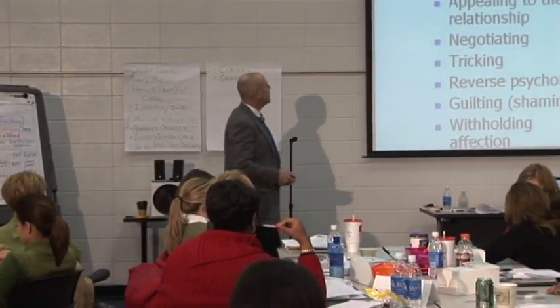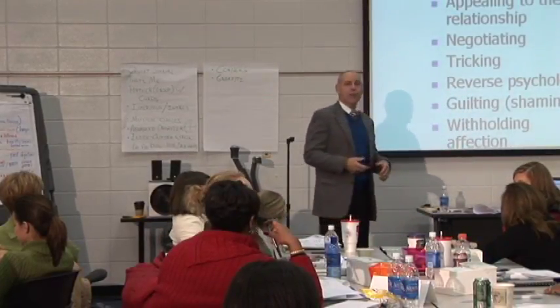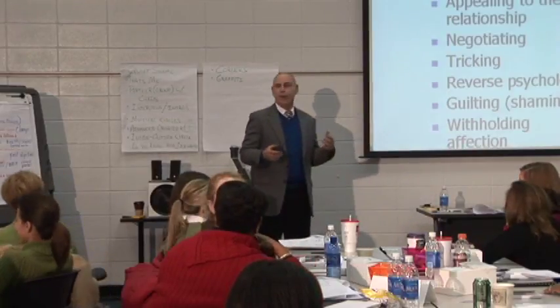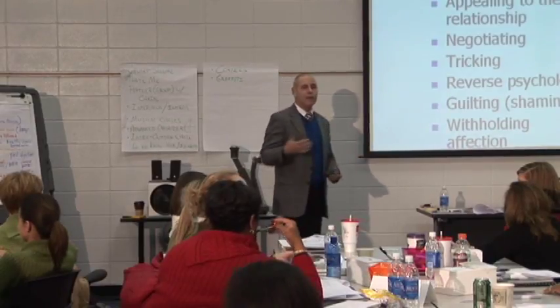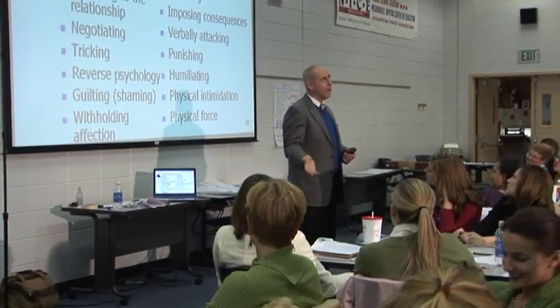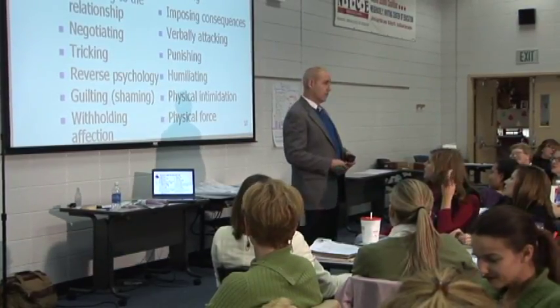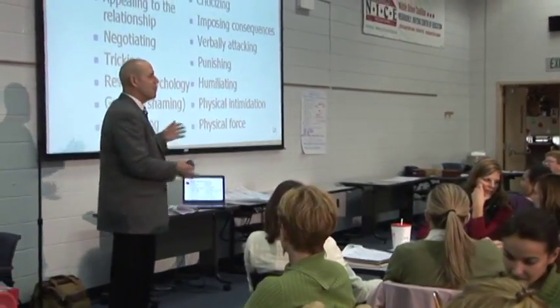We might negotiate. You show me your palm, I'll show you mine. We might trick. Here, catch. We might use reverse psychology. Whatever you do, don't open your hand. We might guilt. This is what I call the mother strategy. After all I've done for you, I just want you to open your hand. If I were the A person, I'd open my hand for you. We might withhold affection.